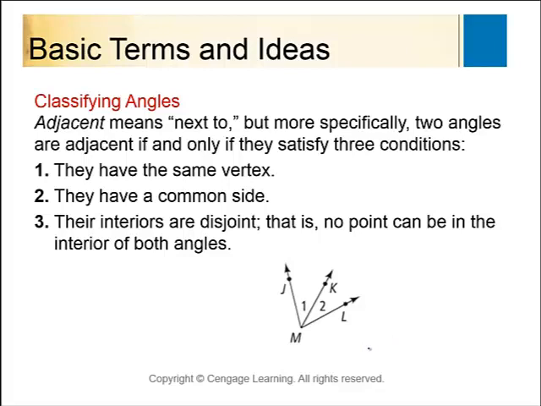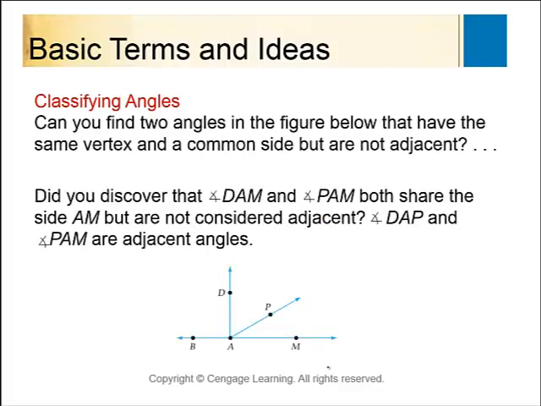Adjacent just means that we have the same vertex, and those two angles are side by side. In that, they must share a side for them to be adjacent. Their interiors are disjoint, meaning that all the points that are in here are different than all the points that are in here.